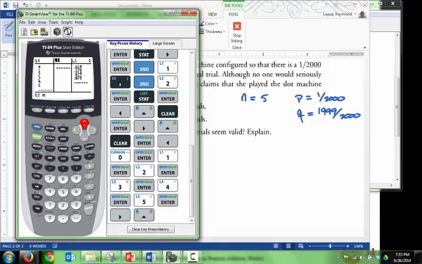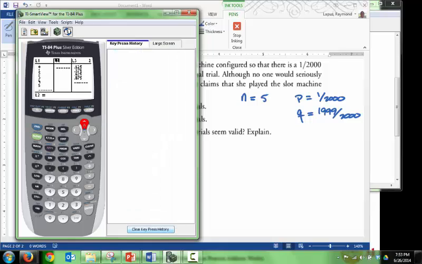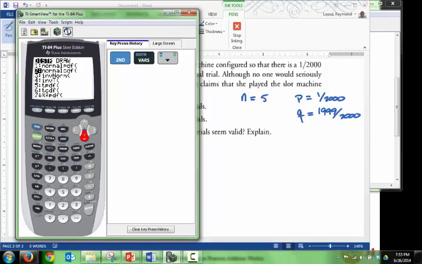And I'm going to go to distributions, let me clear the history here. From here, second function in vars, which is really distributions. And I'm going to arrow down until I see binom PDF. Now, I notice there's a binom PDF and binom CDF. You will be using both of these, and you have to know which one to use for which. In our scenario here, we're going to use PDF. So I'll press enter.